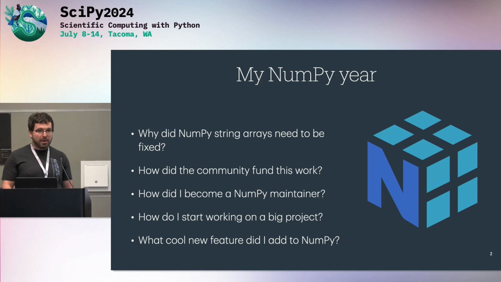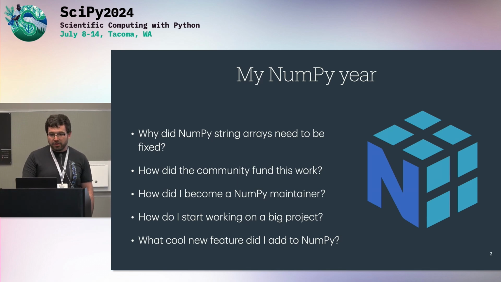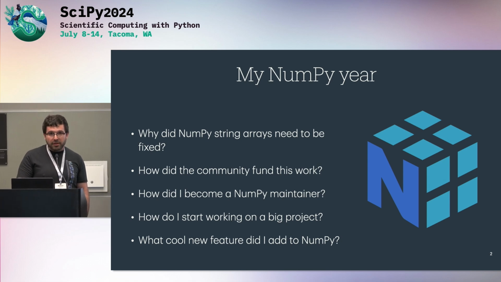So coming away from this talk, I'm hoping you're going to have the answers to these questions. What was wrong with NumPy string arrays before NumPy 2.0, and why did they need to be fixed? How did the community fund the work that fixed it? And how did I become a NumPy maintainer in the midst of doing that? How did I start working on the project that helped to fix NumPy strings? And what cool new feature did I add to NumPy? So if you stick around to the end, hopefully you'll have an answer to all those questions.